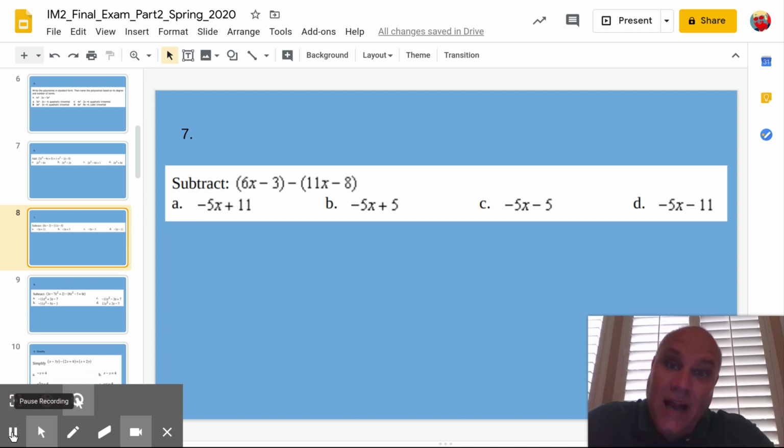Question 7, subtraction. So 6x minus 3 minus 11x minus 8. You got to be careful here. I want you to remove the parentheses. Do you recall how to do that? If you don't, go back to your notes. Okay, again, show all your work.